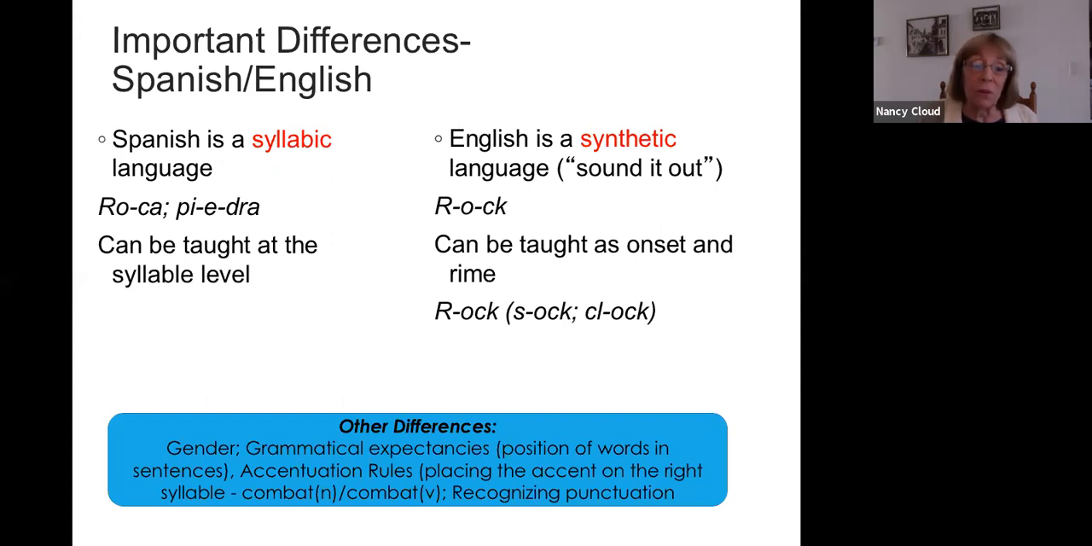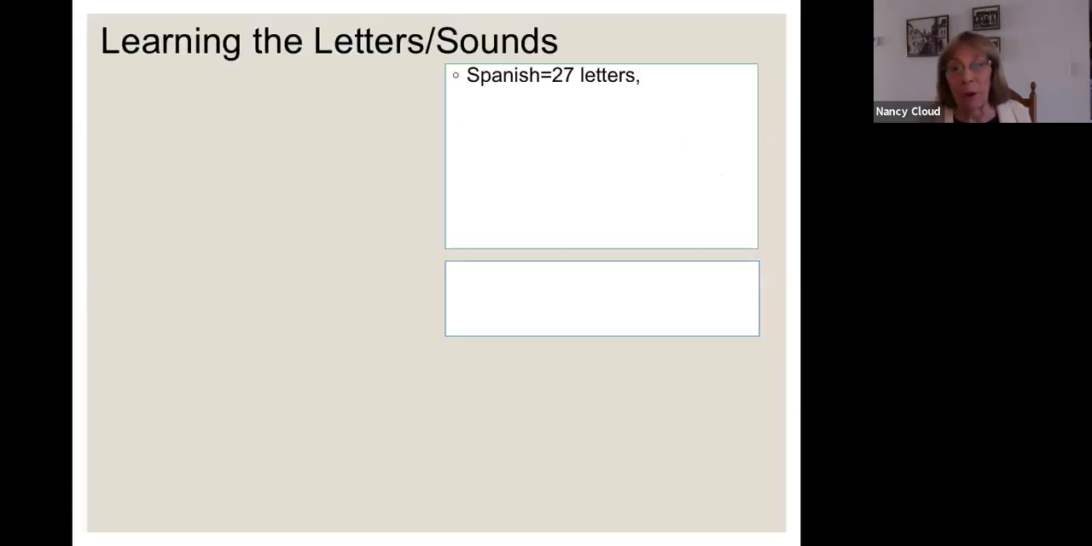But there's lots of other differences between Spanish and English, and you're aware of this: the position of words in sentences, the accentuation rules, recognizing punctuation, the fact that gender exists in Spanish and we have to match it. That's why the kids get all mixed up with the he, she's when they're talking to you. They're not sure how to do the he, she's in English. It's one of the things we work on.